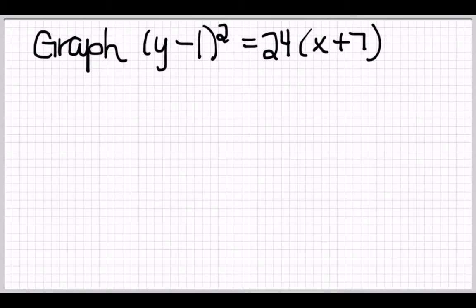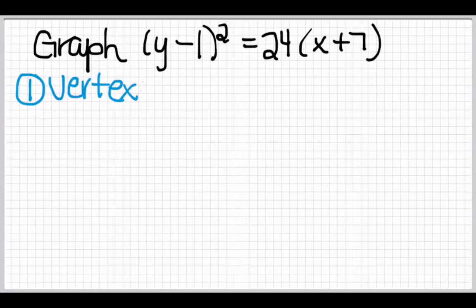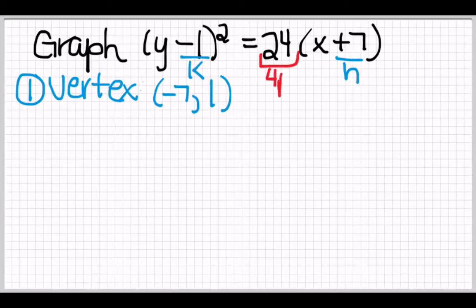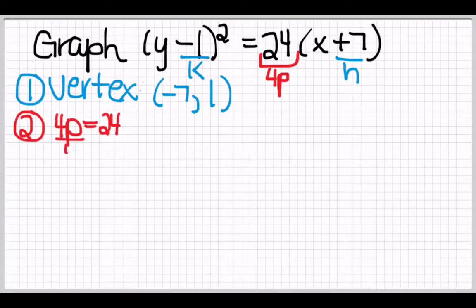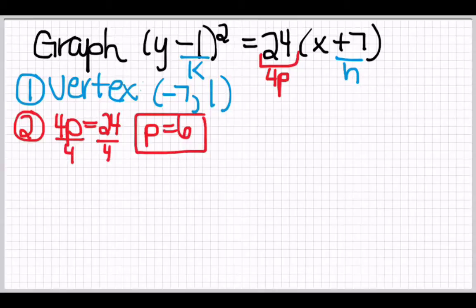Now let's look at an example where you have to graph the parabola (y minus 1) squared equals 24 times (x plus 7). Notice that it's a y squared parabola, so we're going to use that equation. First, let's find the vertex, (h, k), which in this case is (negative 7, 1). Then we'll find the value for p. If 4p is equal to 24, dividing both sides by 4 lets us know that p is equal to 6.